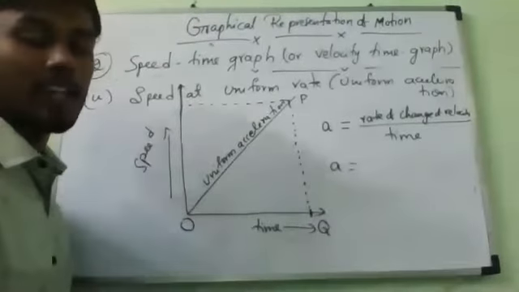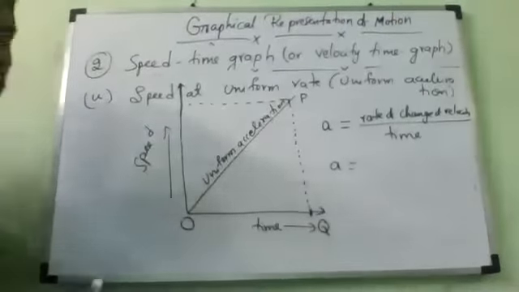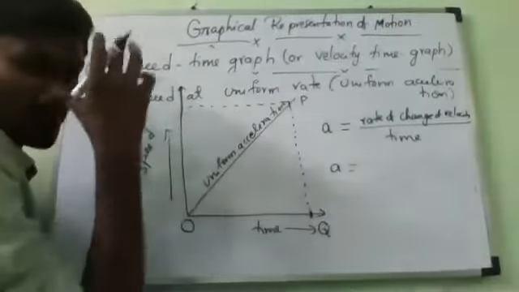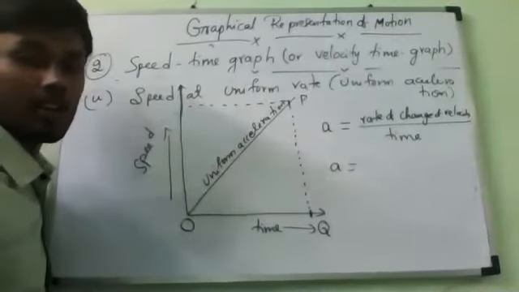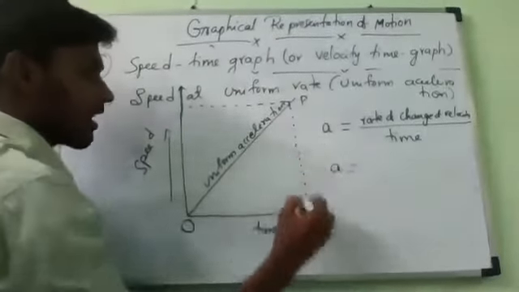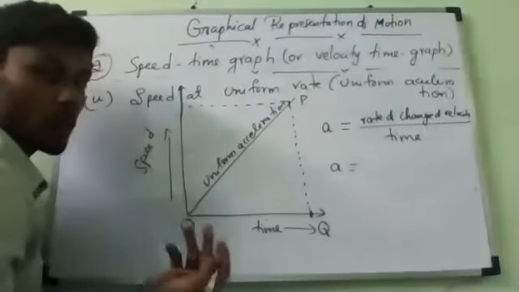So what is the acceleration? Tell me, what is the slope of this graph? You extend it, and tell me what is the slope of this graph. Try to tell me. What is the slope of this graph? This point and this point give the slope of that graph.